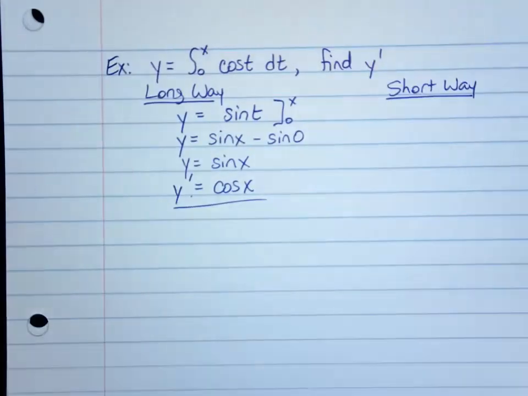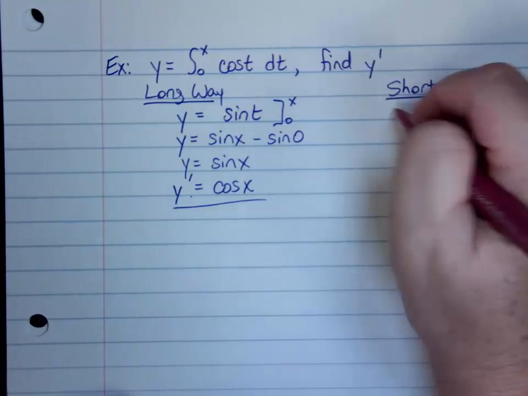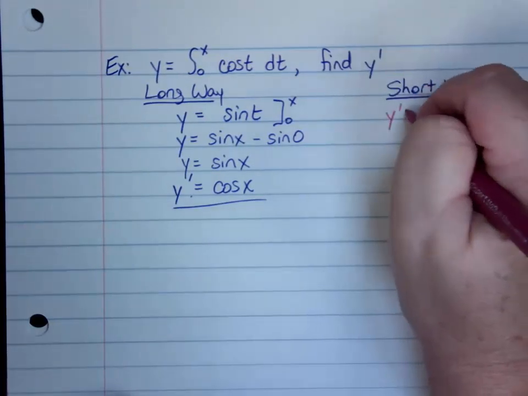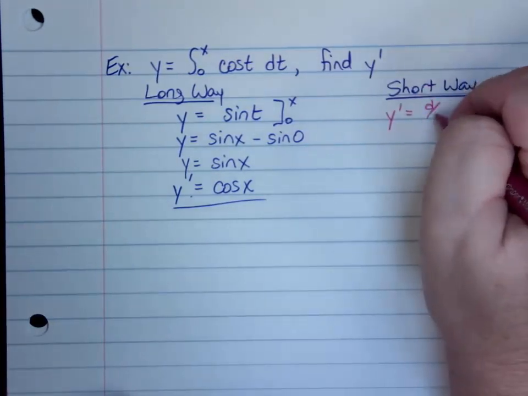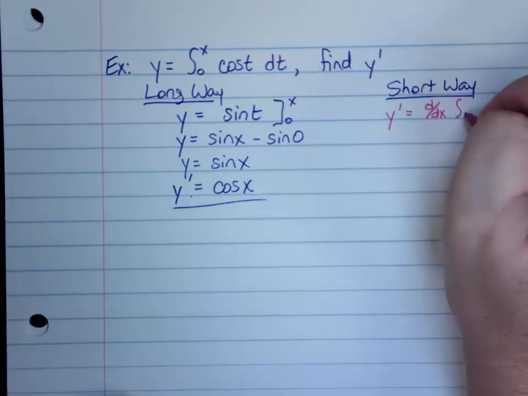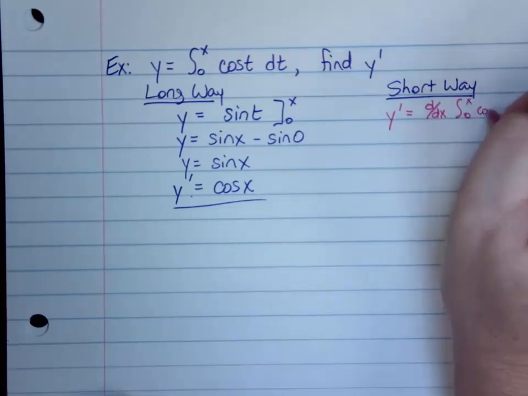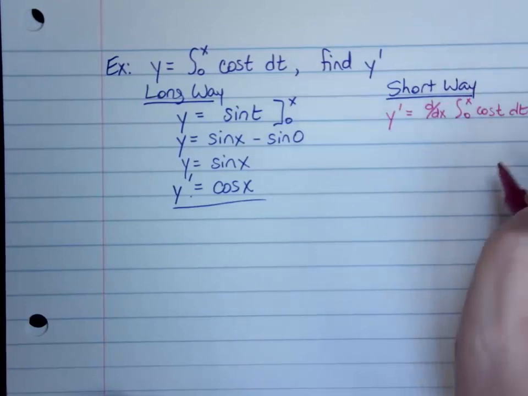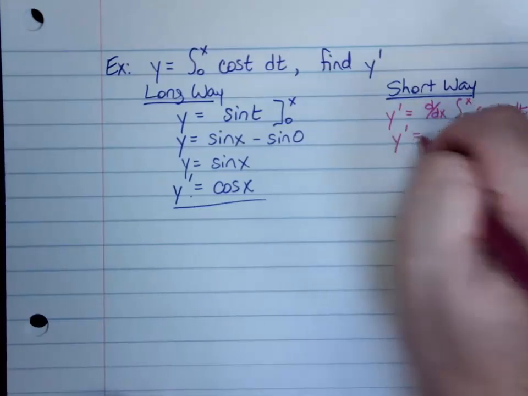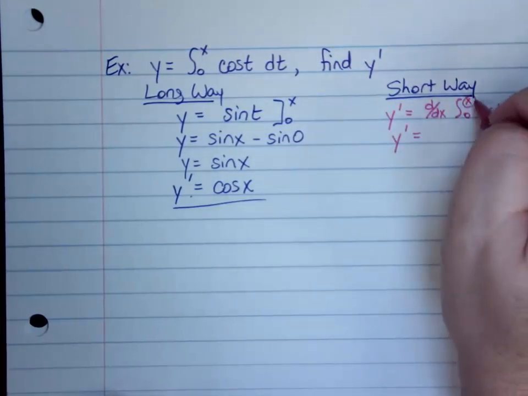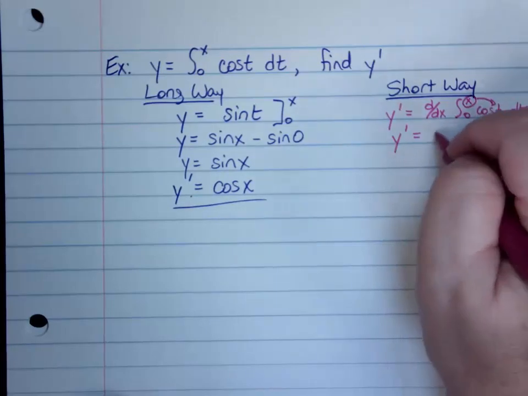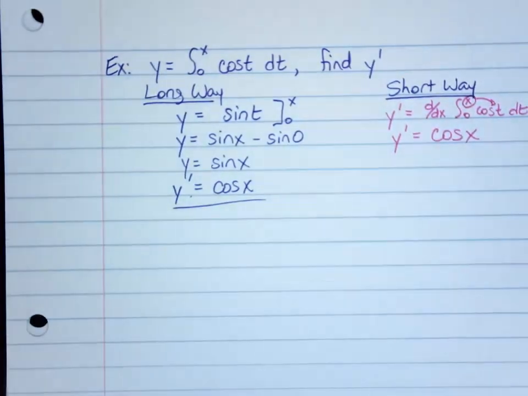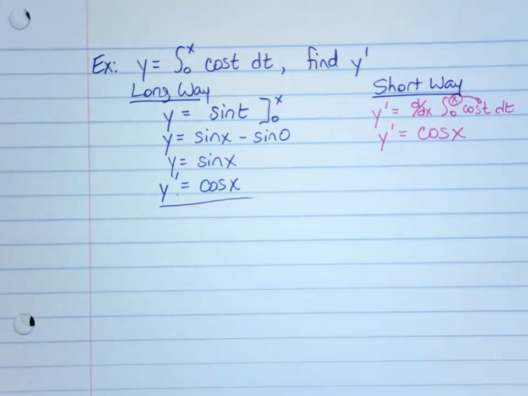So if I have that as my function, y prime is the derivative of the integral of cosine of t dt. And so what happens is that x drops in where the t is, and I'm done. Is that always going to work? Yep. That's what the theorem says.